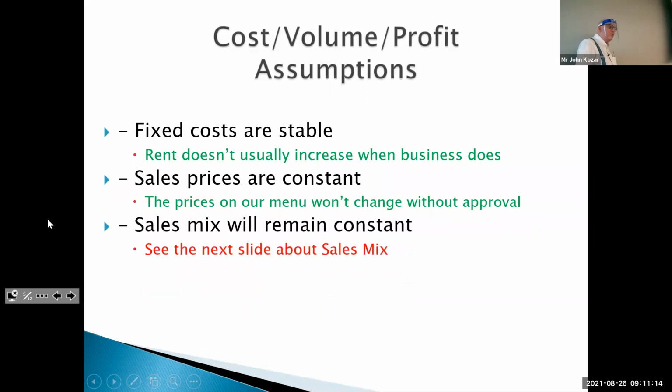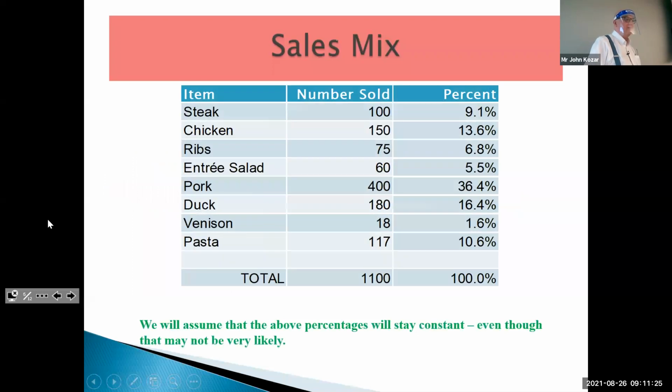We're going to assume that the sales mix will remain constant. If you remember sales mix from Tuesday, okay, so this is a sales mix. We have steak, chicken ribs, an entree salad, pork, duck, venison, and pasta. And over a period of time, we've established that this is a fairly constant sales mix. This is probably the weakest assumption because it's really very unlikely that these percentages are going to stay the same through any type of extended period.